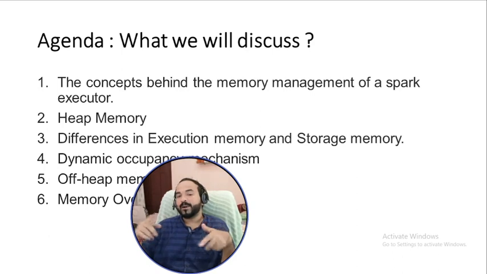These are generally a part of the heap memory. Inside Spark we have three types of memory: heap memory, off-heap memory, and overhead memory. One by one we are going to cover them, but basically we will focus on the heap memory part, which most Spark developers are aware of, and where we get out of memory heap issues. Then the difference between execution memory and storage memory, which is also a part of the heap memory. And then the dynamic occupation mechanism.